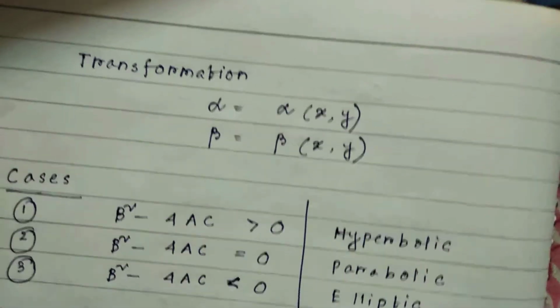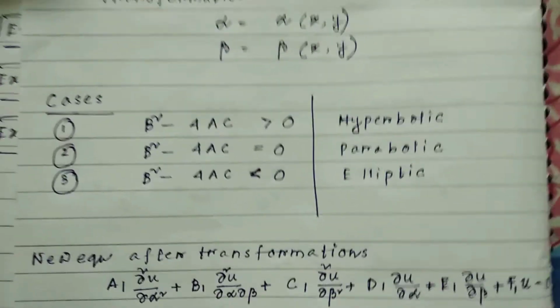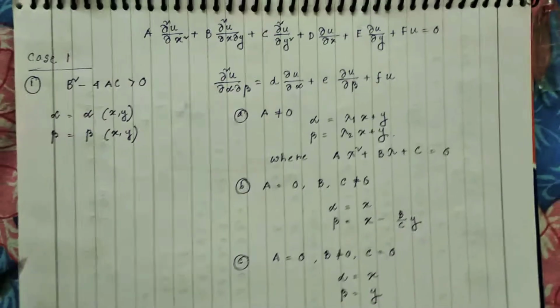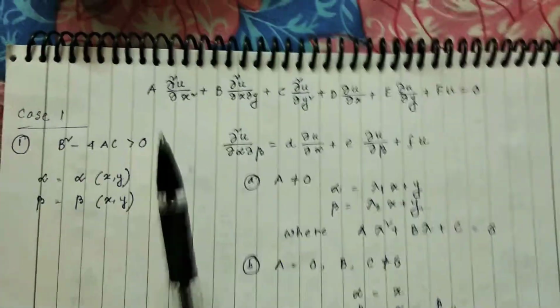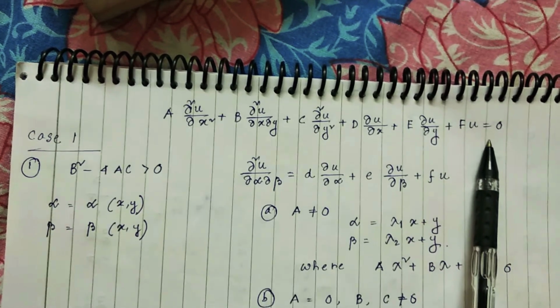At once you see that you can classify the differential equation in 3 types, and correspondingly all these things become simplified. For example, if you take this hyperbolic case, it's very easy. You see, this is our old equation.